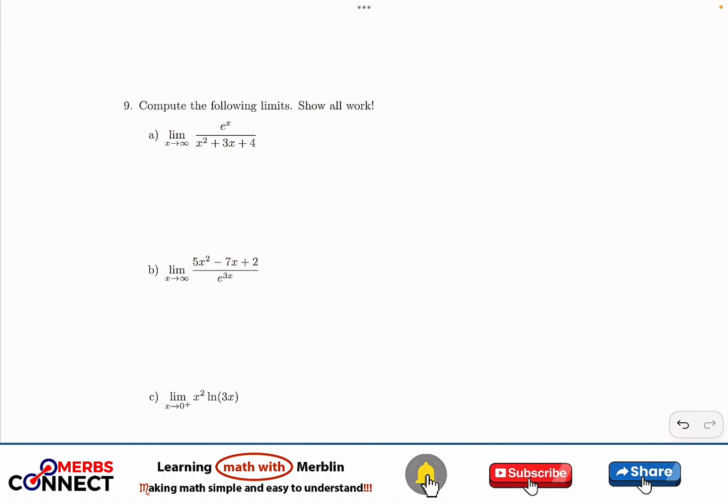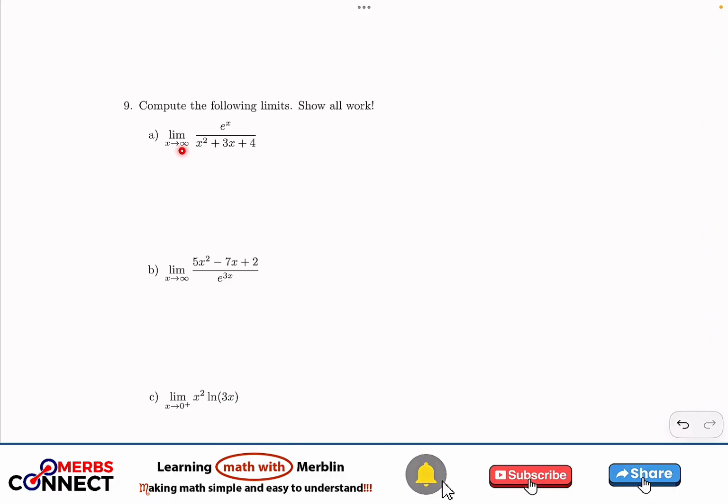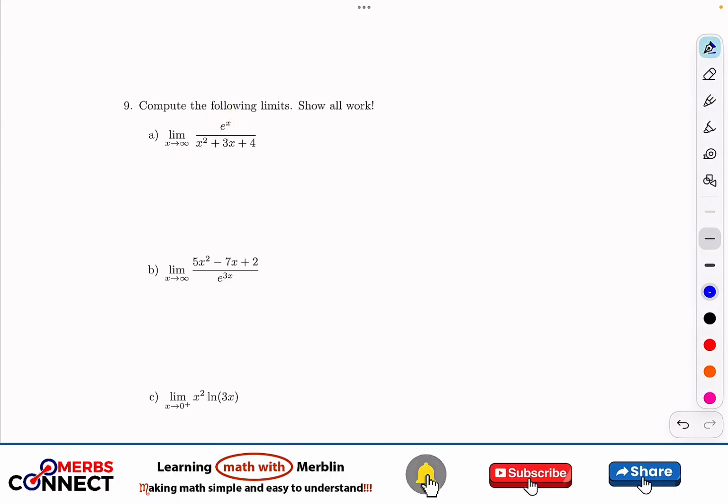Okay, last two questions, last but one, then we are done. Let's try and see if you can solve this. Okay, so this I think is good for us to use L'Hopital's rule. So first, let's test this and see. Plug in infinity here. e to the power infinity is infinity. Plug in infinity at the denominator, and we have infinity. So we can use L'Hopital's rule.